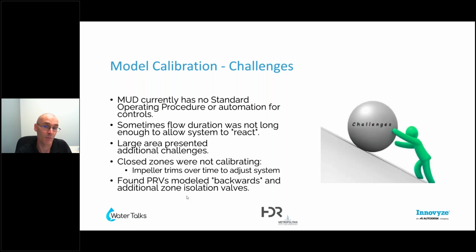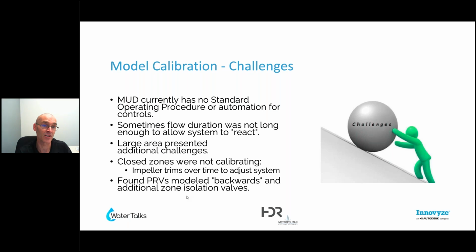So we didn't know when our tanks were kicking on, when our pump stations were kicking on, when they were kicking off. The other thing is, with that large of a system and with no automation, sometimes we think the flow duration wasn't long enough to allow the system to basically react. So we didn't know whether we were seeing losses because it was true head loss through the pipelines, or whether they were losses just because, by the time the operator at system control saw the pressure drop and was able to kick on pumps, that lag was too much or wasn't correct.